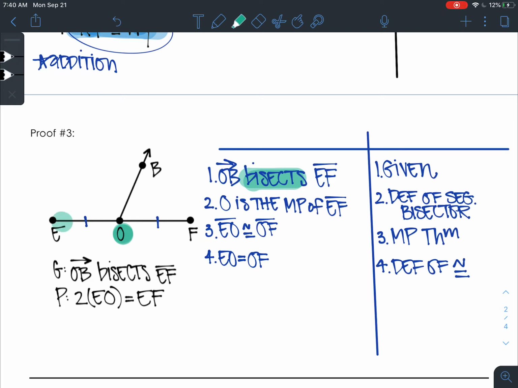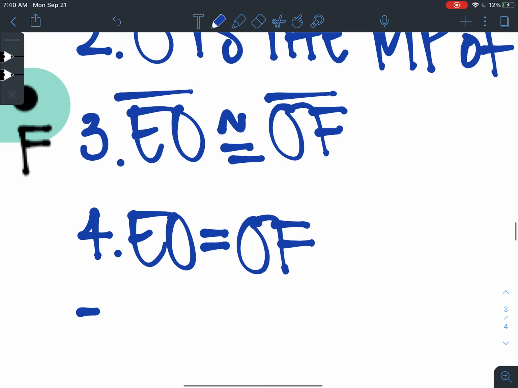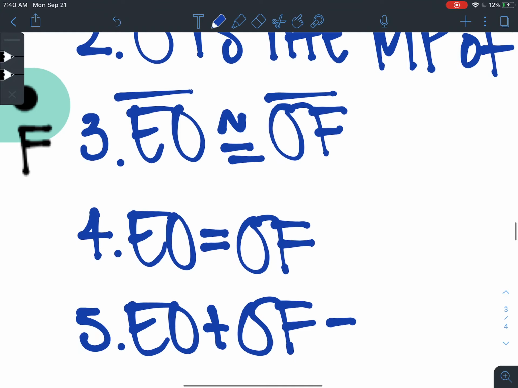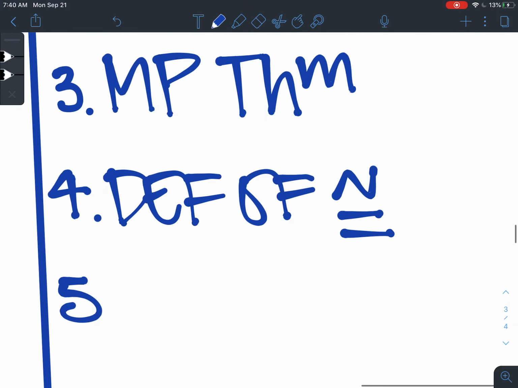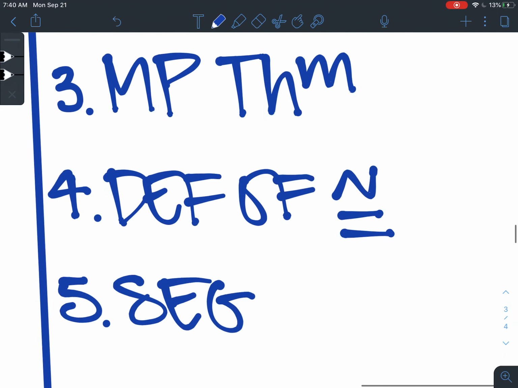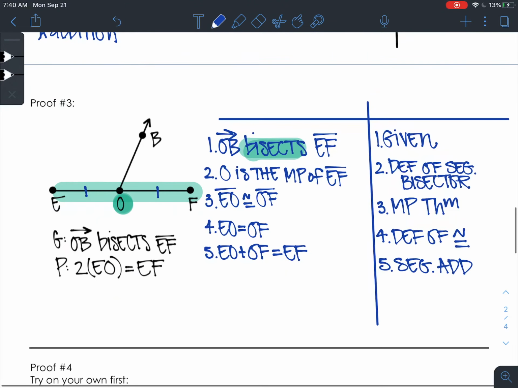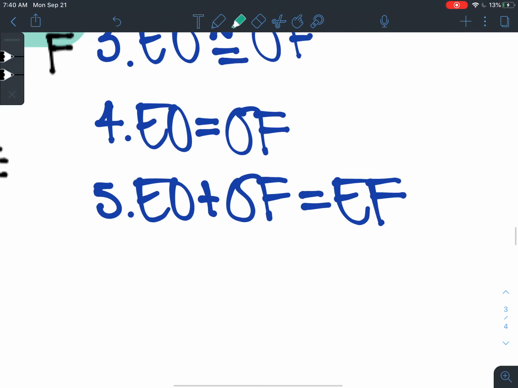So I'm going to write segment addition now for EF. So I'm going to do EO plus OF equals EF. And that is by segment addition, our best friend. And let's one more time look at what we're trying to prove. So what we're trying to prove is that 2 times EO is equal to EF, right? So we're kind of close. So let's just take a look at step 5.